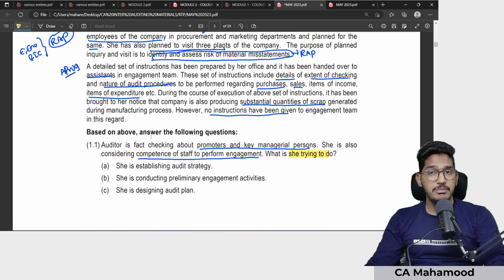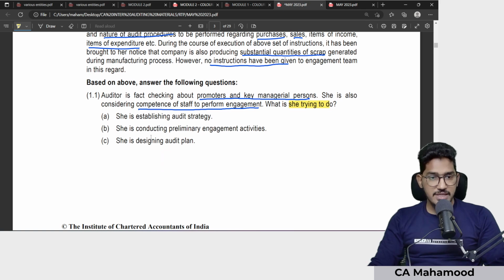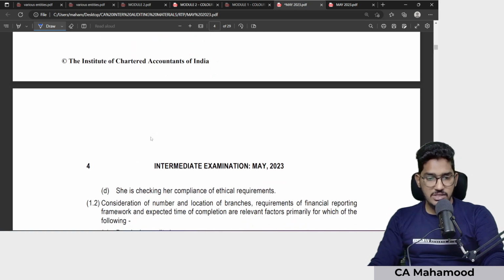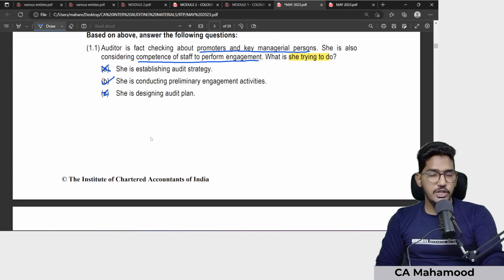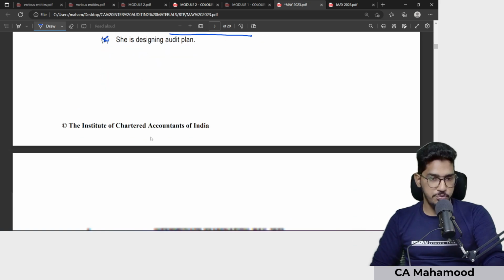She is trying to do preliminary engagement activities. So which one is the correct option? Option A, they are saying she is establishing audit strategy. No. She is conducting preliminary engagement activities. Yes. She is designing audit plan. No. Then what is the last one? She is checking compliance of ethical requirements. No. Why? Because checking competence and checking the integrity of the promoters is a part of preliminary engagement activity. So option B will be the correct option.